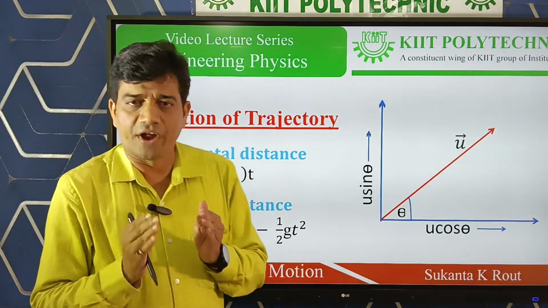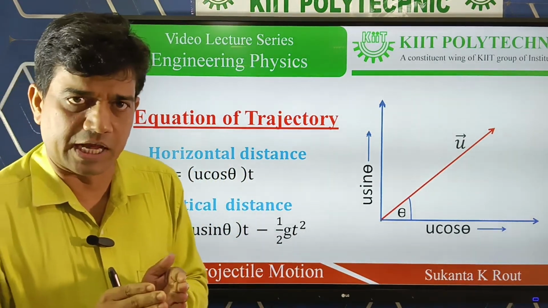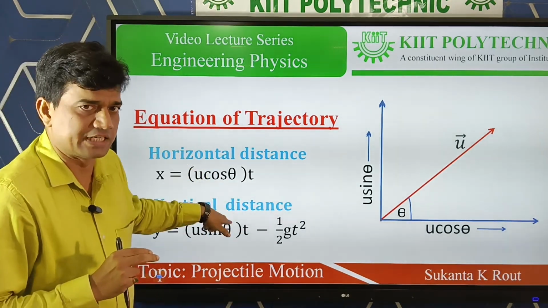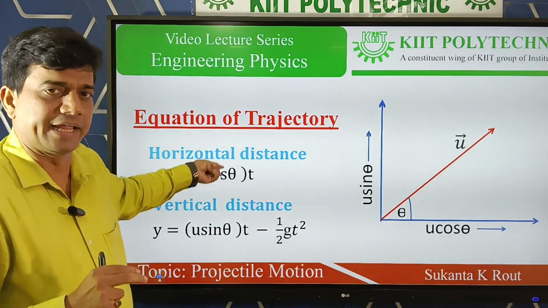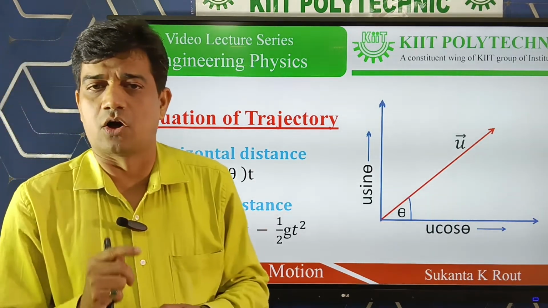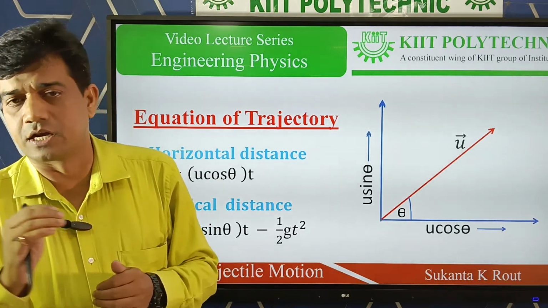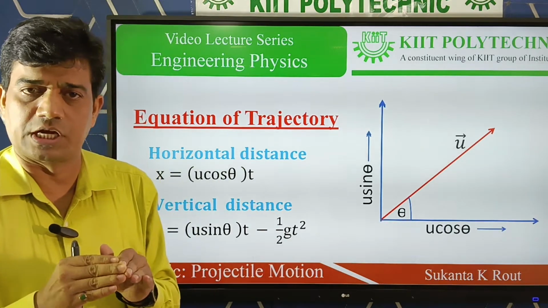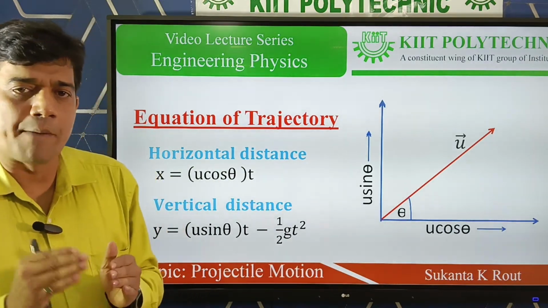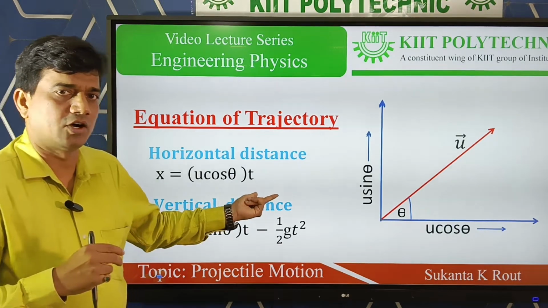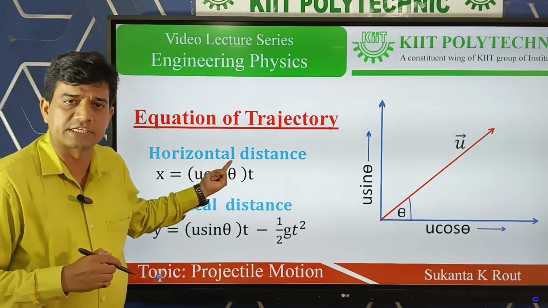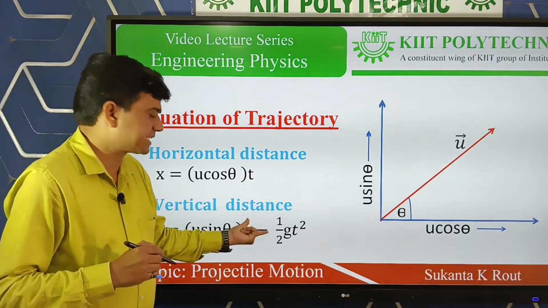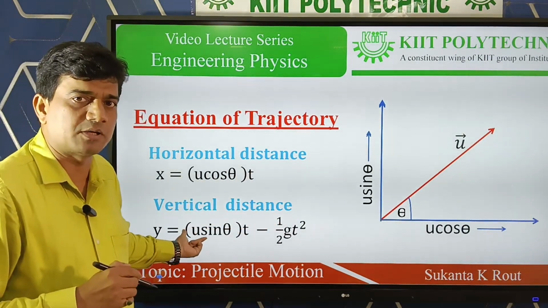So in order to find the path of that projectile, or you can say the trajectory, we can derive the equation of the trajectory by taking two equations. One is along the horizontal direction and the other is along the vertical direction. You know that the horizontal velocity u cos theta is constant. So after time t seconds, the horizontal distance covered by the projectile is simply x equal to u cos theta into t. And after t seconds, what is the vertical distance covered by the projectile?